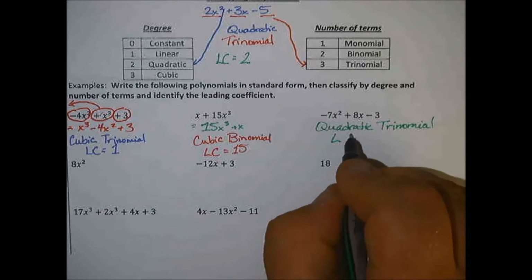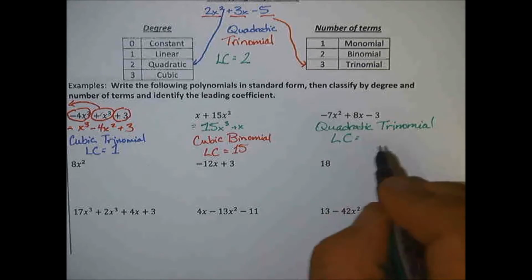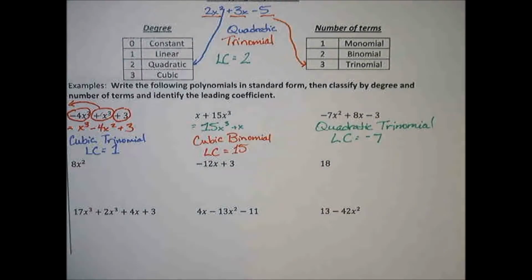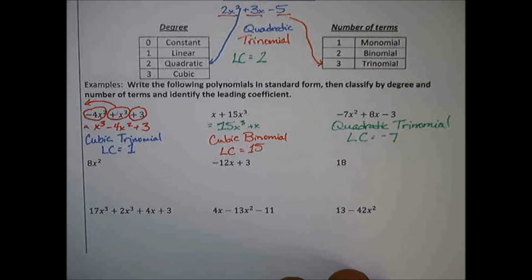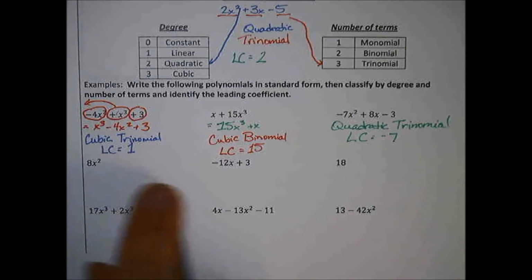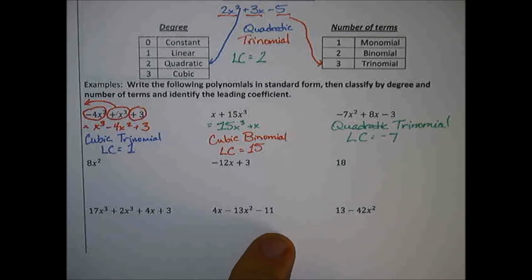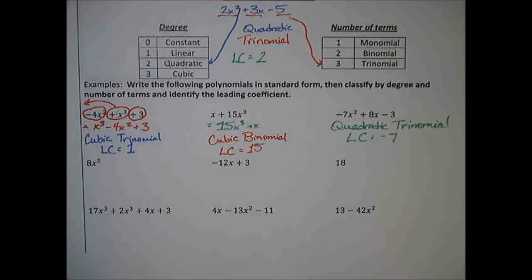And then the leading coefficient is -7. That negative has to go with it. That's important. Okay. Why don't you pause the video and try the next 3, and then I'll do the last 3 with you. Okay, welcome back. Hopefully you had a chance to get those done.